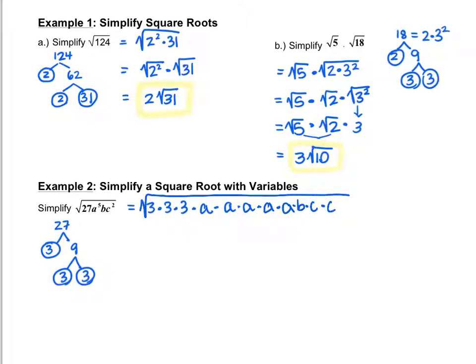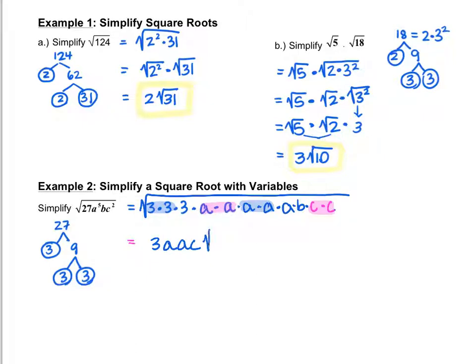And now what we're doing is we're looking for pairs. And we see that we've got a pair of 3's, we've got a pair of A's, we've got another pair of A's, and we've also got a pair of C's. So all of those are going to be able to come out from under the radical. So there's our 3 and our A and our other A and our C.